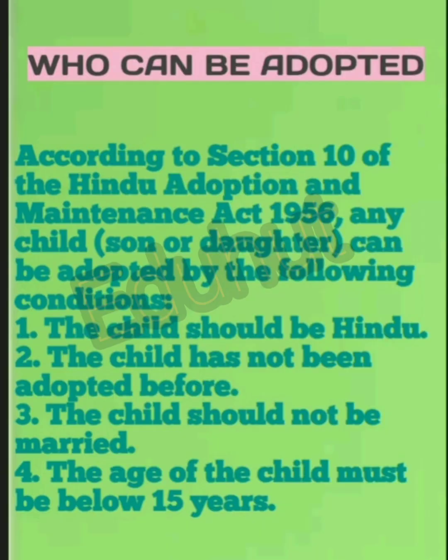Who can be adopted? According to Section 10 of the Hindu Adoption and Maintenance Act 1956, any child, whether a son or a daughter, can be adopted under the following conditions. The child should be Hindu, the child has not been adopted before, the child should not be married, and the age of the child must be below 15 years.